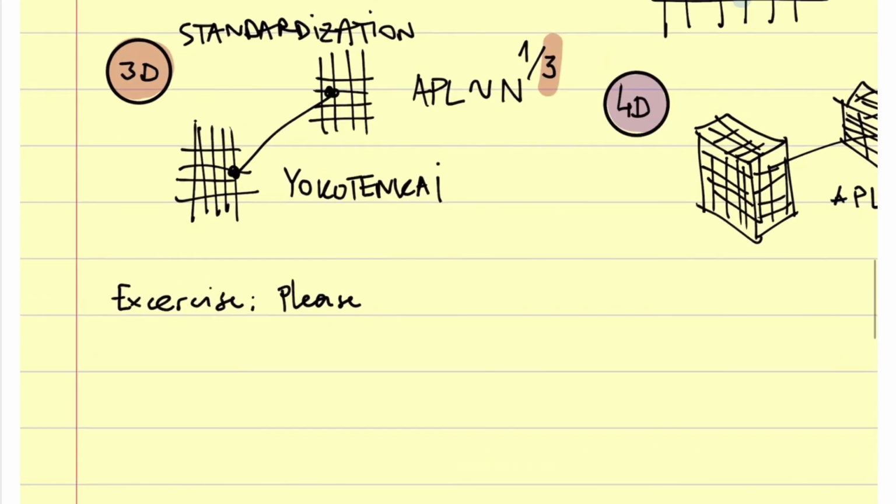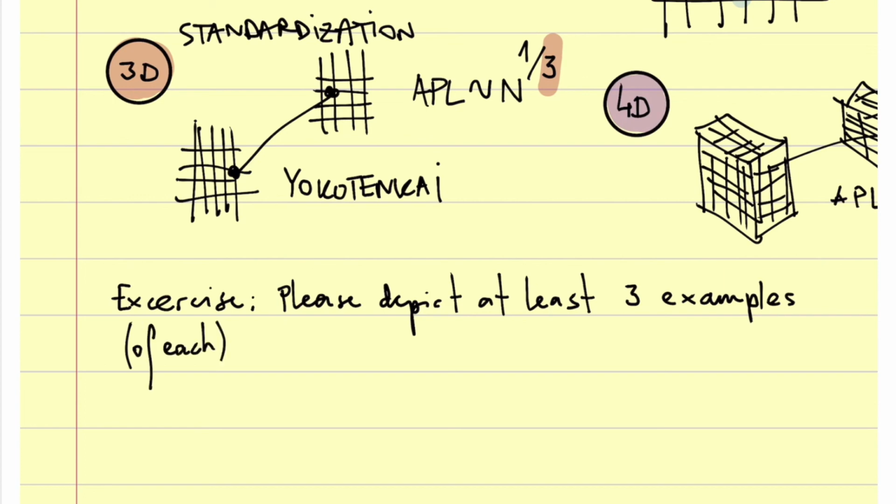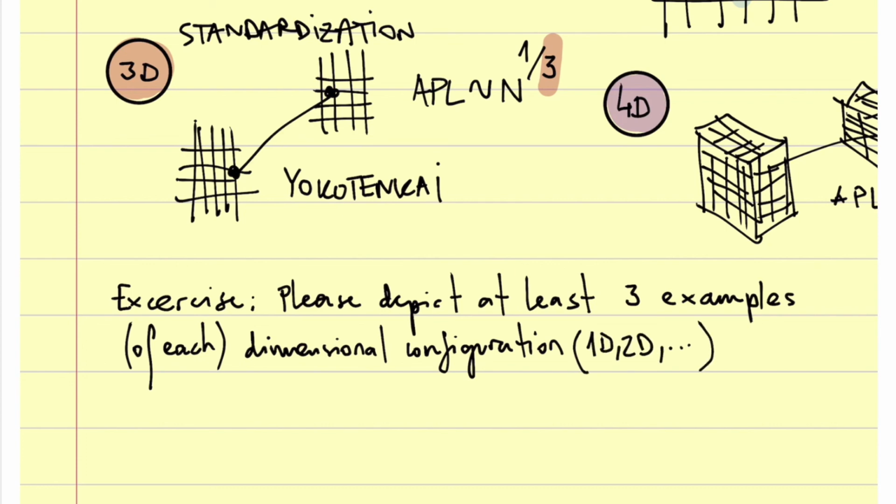So the exercise is about a little bit of research, okay? Please depict at least 3 examples of each dimensional configuration, 1D, 2D, and so on, with real organizational configurations.